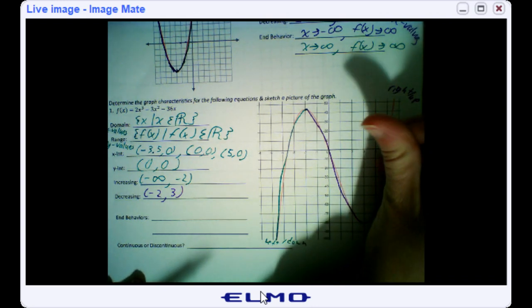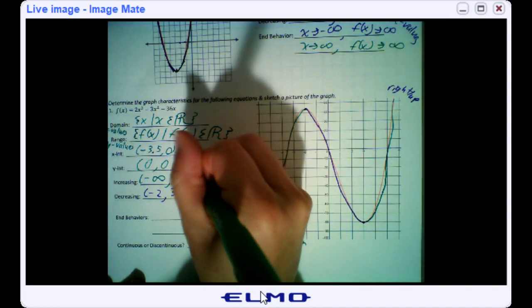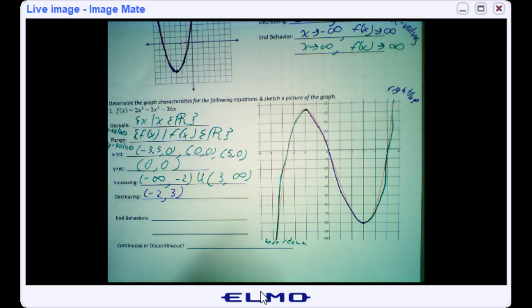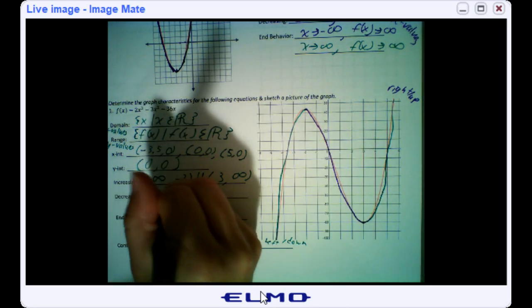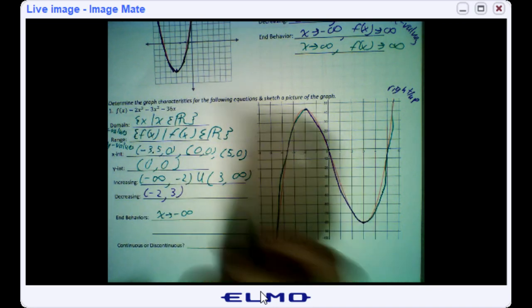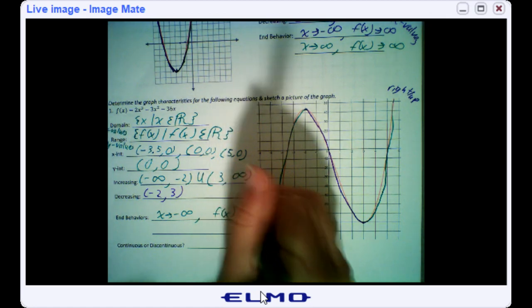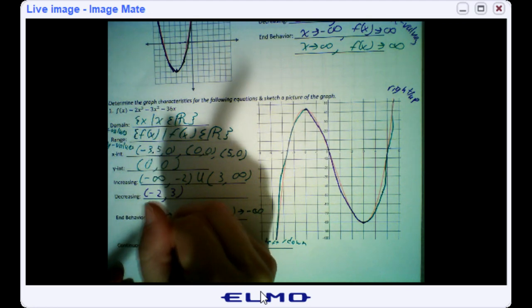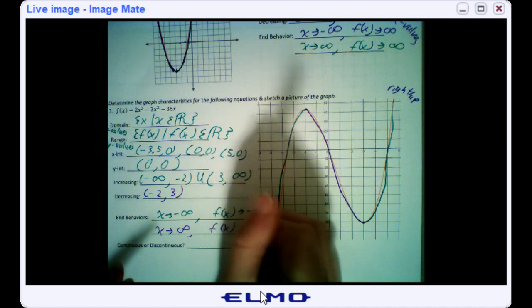When you have an increase or decrease more than once, we're going to use this U here. It just means union. That means I have more than one thing going on. For the end behaviors, for my left arrow here, I'm going left forever. So that's going to be x approaches negative infinity. I'm also going down. So f of x approaches negative infinity. For my right arrow, I'm going right, so x approaches infinity, and I'm going up, so f of x approaches infinity.